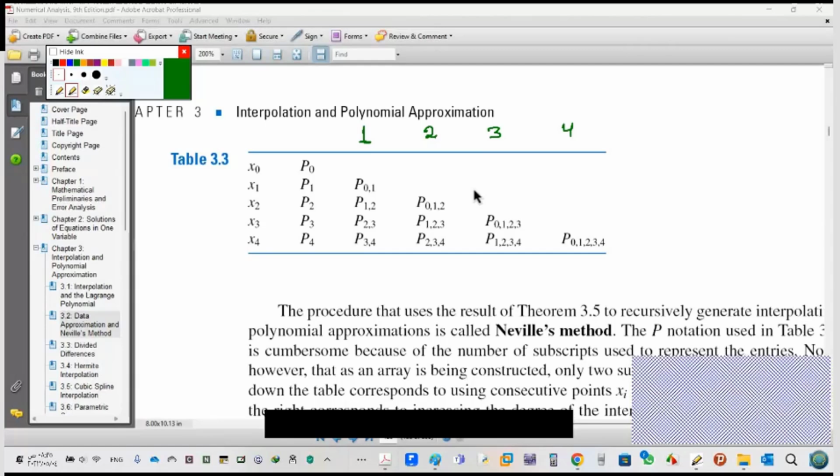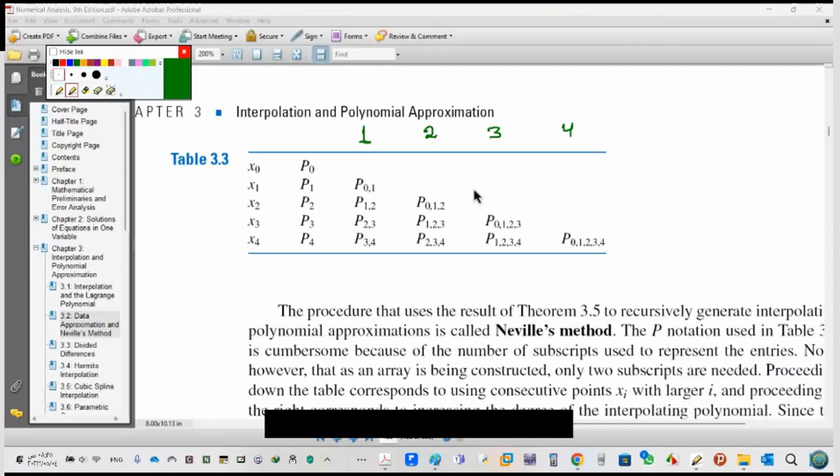Okay. Now, what are those for degree 1, B0,1? See, from this point and this point, I can get this. From this and this, I can get this. From this and this, I can get this. From this and this, I can get this.